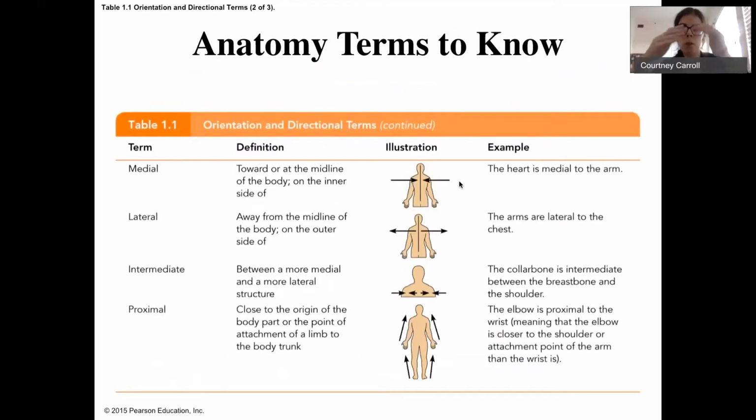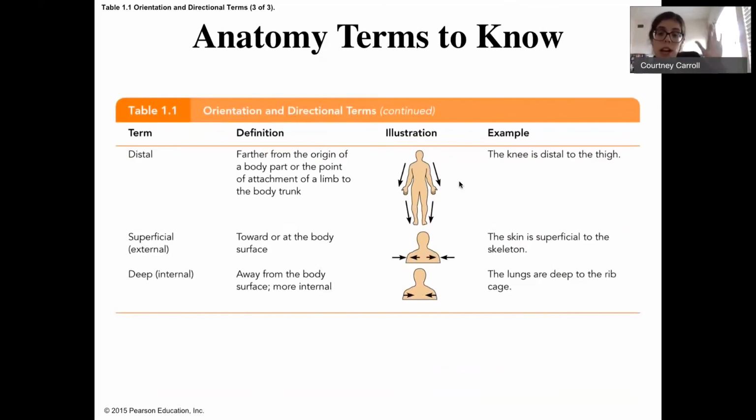Medial, towards the middle, whereas lateral is towards the edge. Intermediate is going to be in between. And then proximal is a word we use only for our limbs. With our limbs, we're talking about closer to the point of attachment. So our shoulder is proximal to our elbow because it's closer to the site where the arm attaches to our body. Whereas distal, meaning further away. So our hands are distal to our elbow because they're further away from the spot where the arm attaches to the body. Superficial, towards the surface. Deep, internal, it's further away from the surface.